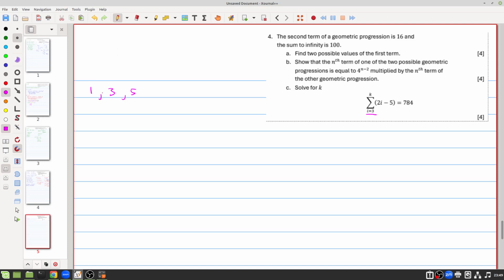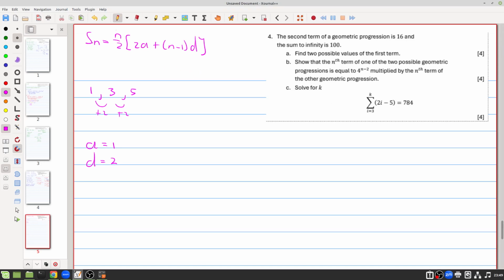So we can see it makes an AP, right? We're adding 2 each time. So that's an AP. So we know our first term in our AP is 1. Our common difference is 2. Okay. And now we are told to sum. So let's also write the Sn formula. So Sn for an AP, n over 2 times 2a plus n minus 1 times the common difference.